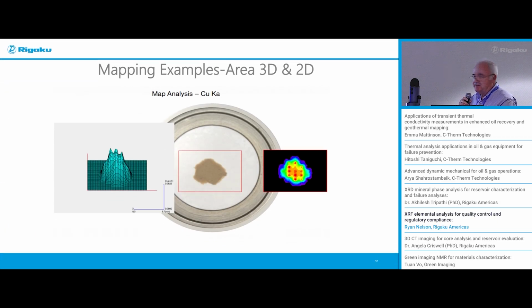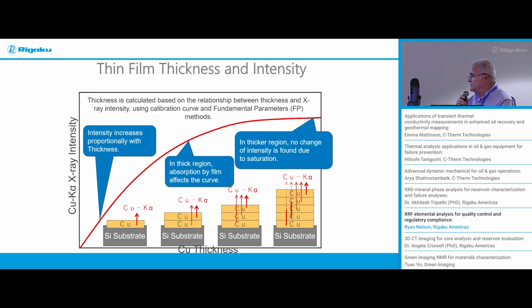Also mapping examples. It's not the same as pixel mapping with SEM, but we can do heat maps and 3D. So we're looking at materials, looking at something in a sample. You can embed it in a boric acid medium or in a well, and then get a 2D and 3D map of the different materials. And this is thin film analysis showing the saturation.